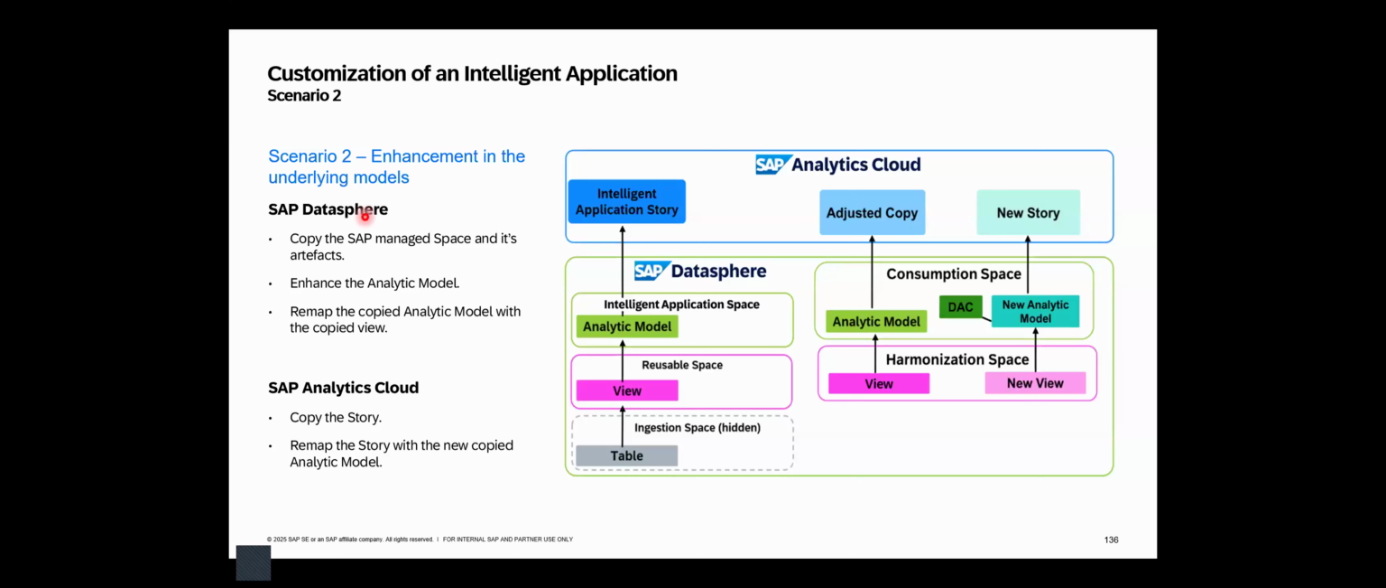So in Datasphere, you create a customer managed space for harmonization and for consumption, and copy the artifacts from the SAP managed intelligent application space and reusable space to the customer managed space. So you copy the view and the analytic model. And as step two, you can enhance this analytic model. For example, you add another attribute or add some calculations in the copy of this analytic model.